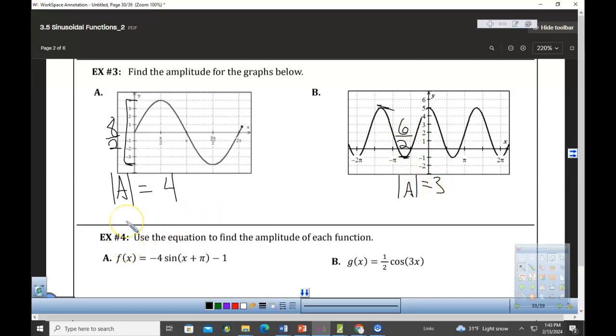Now let's do example 4, rapid fire style. Hey, what's my amplitude? It's 4. Remember, it's the absolute value of whatever number is in front. You can't have a negative length. Alright, what's the amplitude of this one? It's 1/2. Yay! Kind of review, but it's good review. The more we see it, the more we know it. The more we love it.